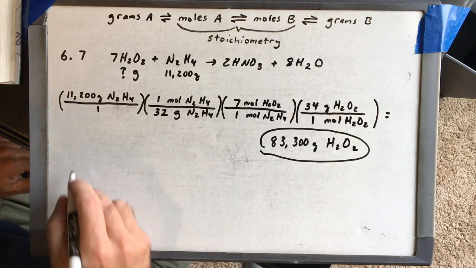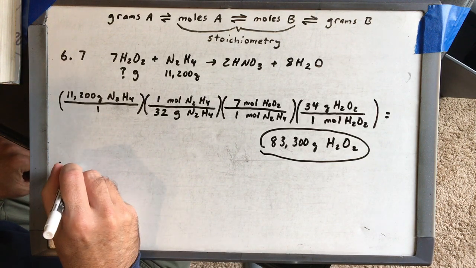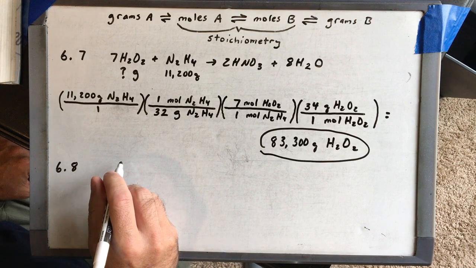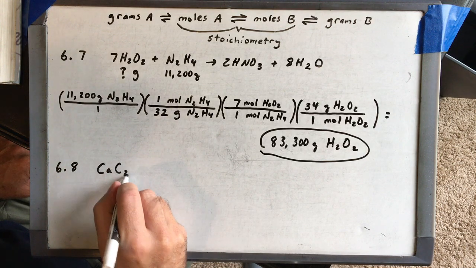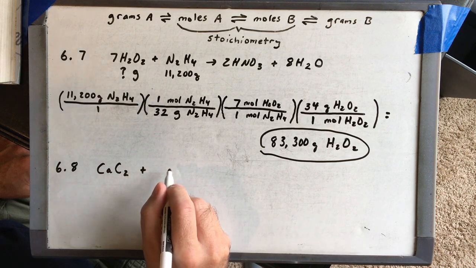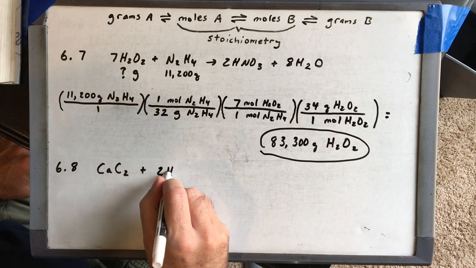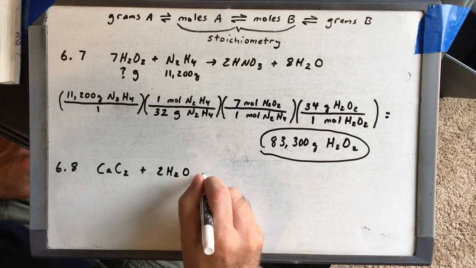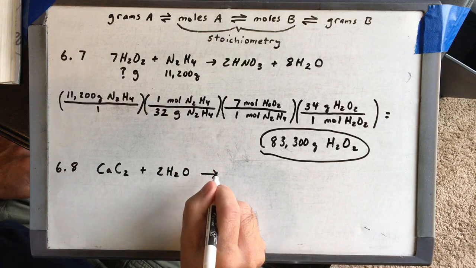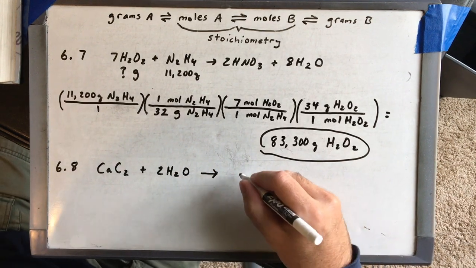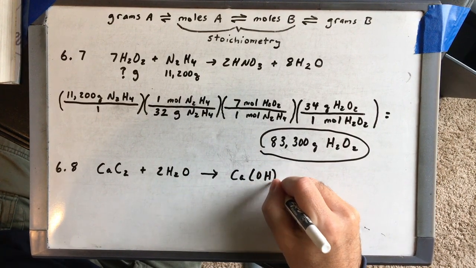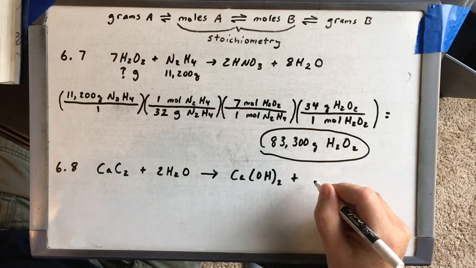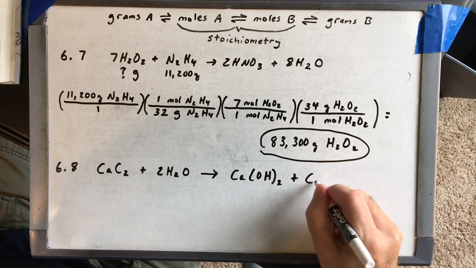All right, let's see if I can fit 6.8 underneath here. So 6.8, we have CaC2 plus 2H2O. That makes Ca(OH)2 plus C2H2.